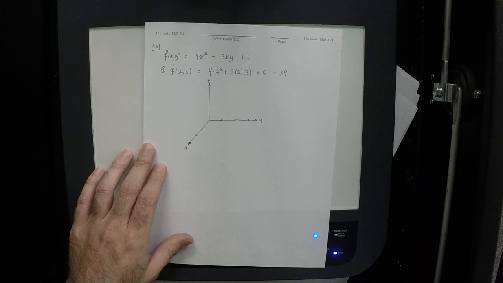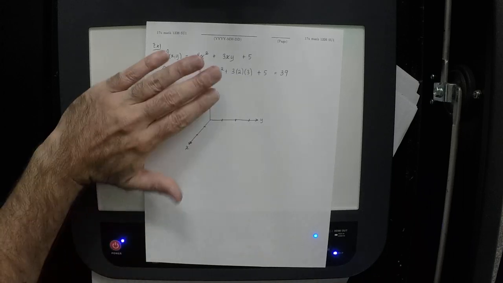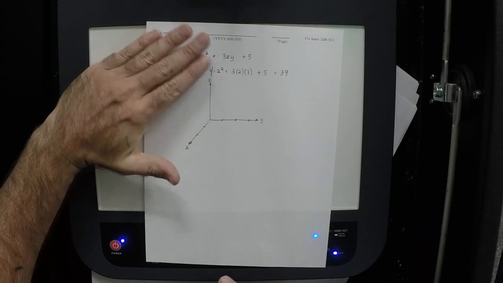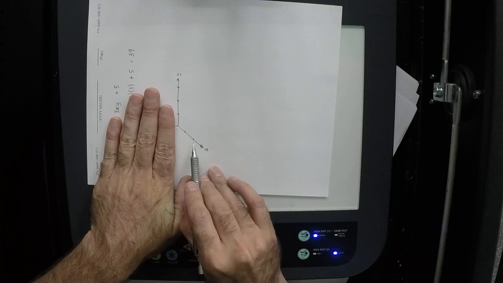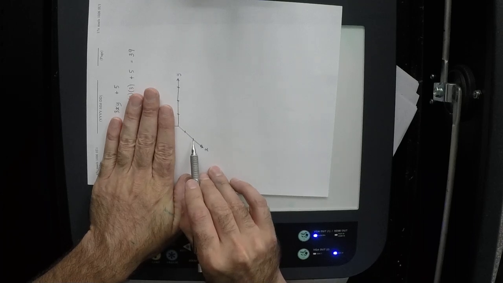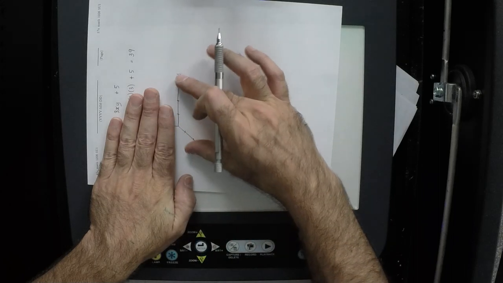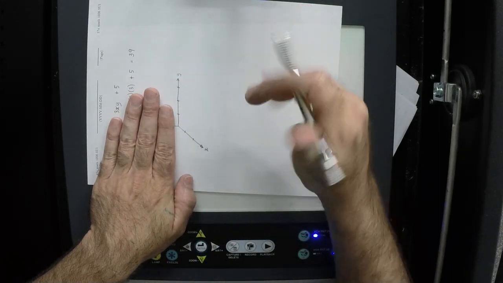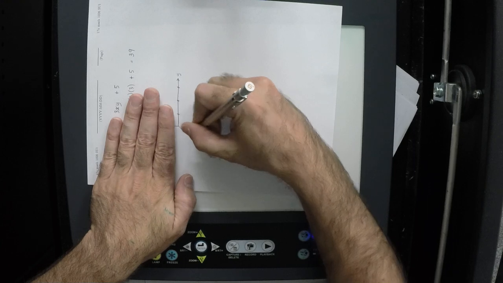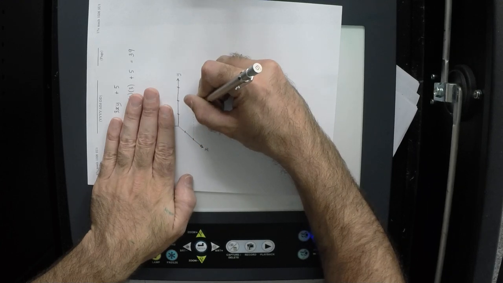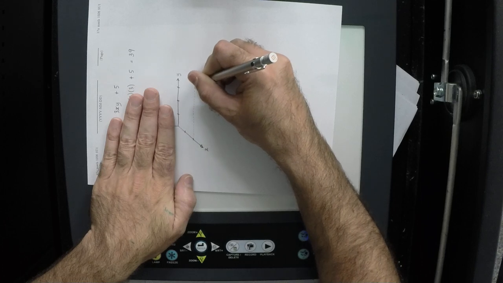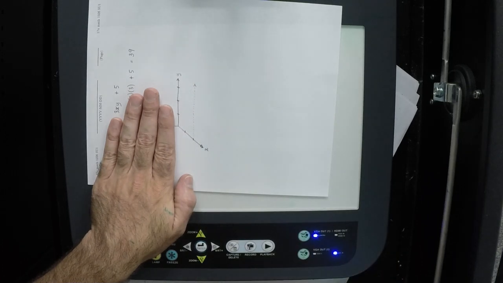Now let's think about it for a moment. We want to know where x is 2. Let's find all of the places in the input where x is 2. Well, here is the x-axis, and that's where x is 2, right there. Right? And then all of the inputs are on this plane. So everywhere that x is 2 is this line. Everywhere on that line, x is 2.